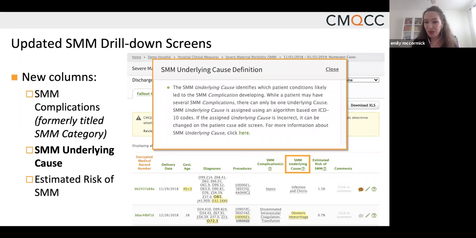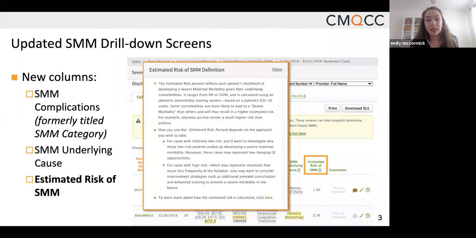If you disagree with what the algorithm says, I'll show you a way to fix it, but this is a nice way to figure out what is driving your SMM rate overall. And then last, we have the estimated risk percent of SMM. So this is reflecting each patient's likelihood of developing a severe maternal morbidity given their underlying complications. So it ranges from 0 to 100%, and it's using those ICD-10 codes that are submitted to the Maternal Data Center.